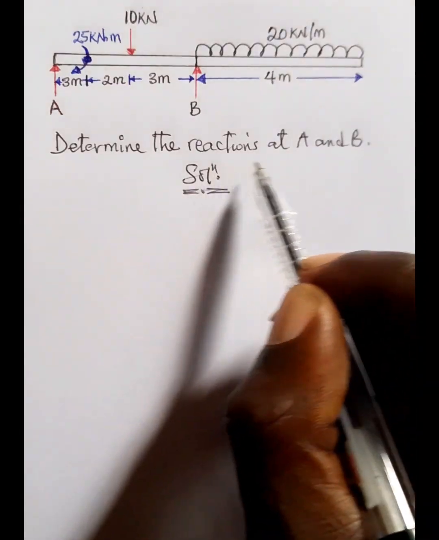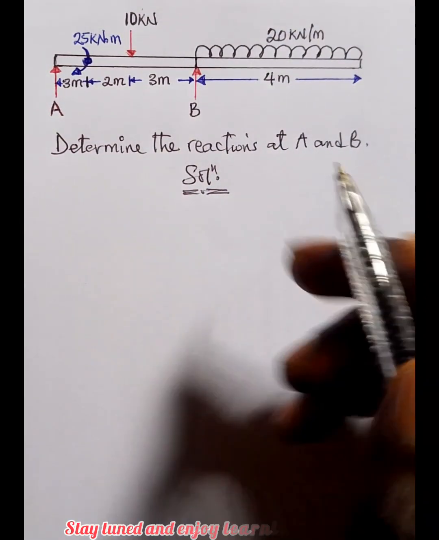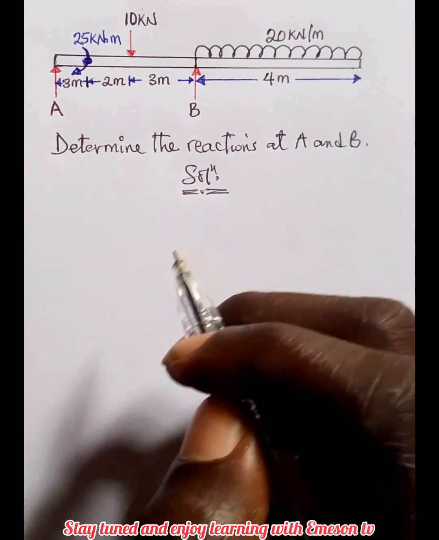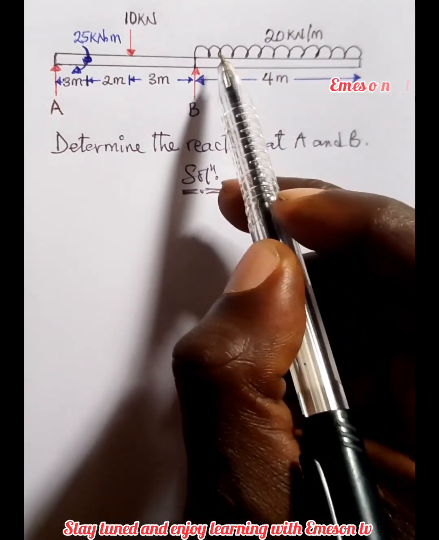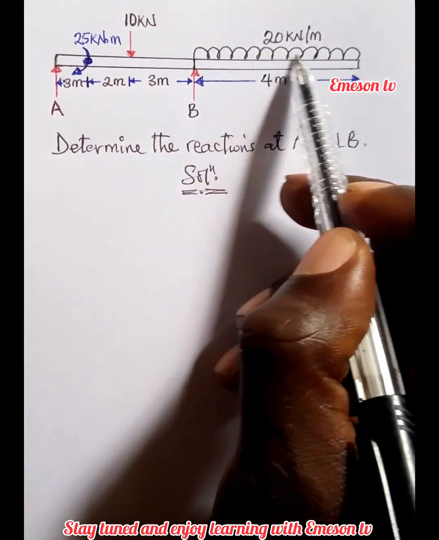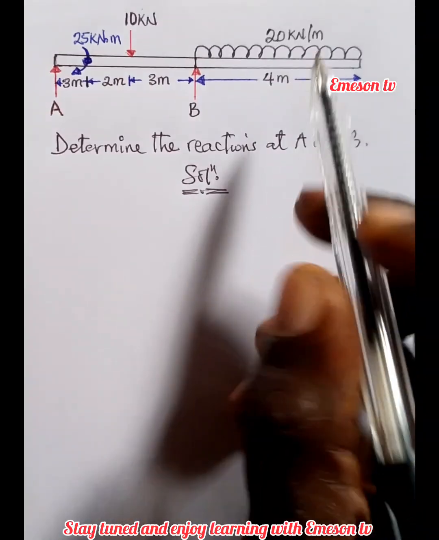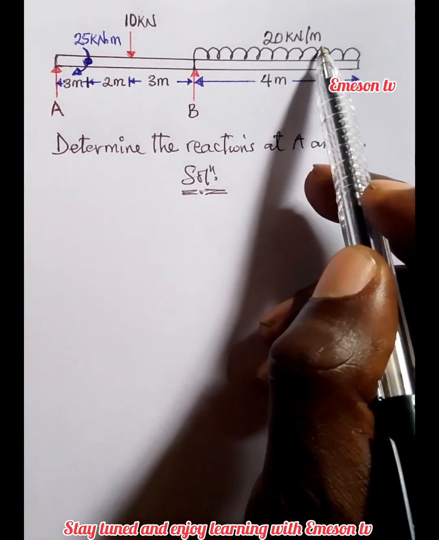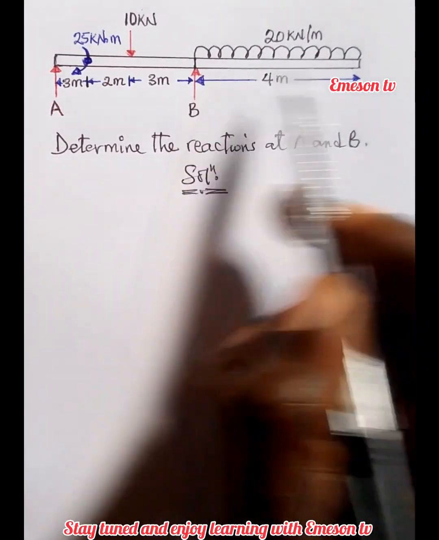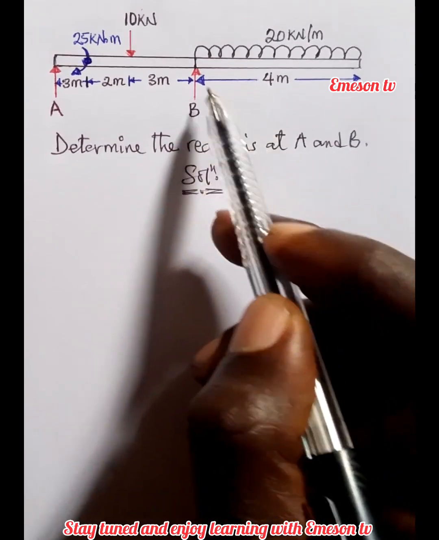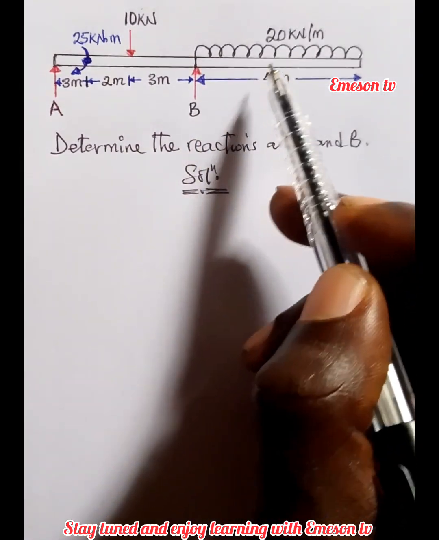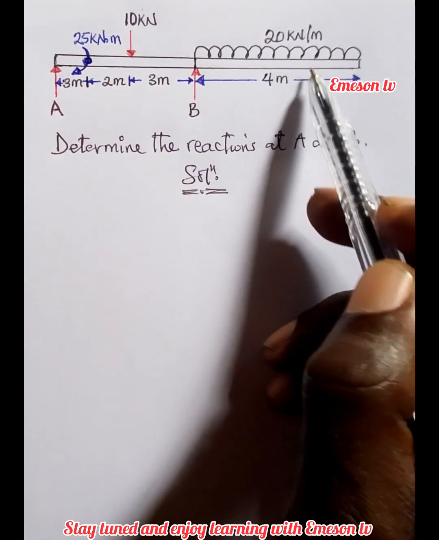Because we are asked to determine the reactions at A and B. Alright, but before we can do this, let's first change this uniformly distributed load to a point load. You can see that we have 20 kilonewton per meter, spanning from this point to this point, this 4 meters. So I used to say that for every 1 meter you have 20 kilonewton.